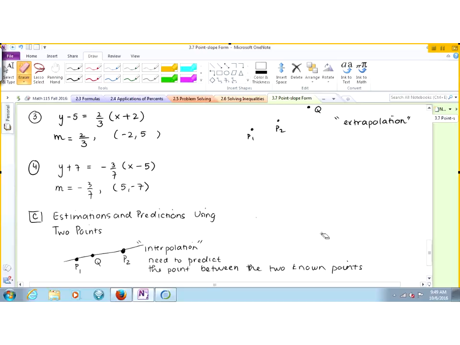Now, what about extrapolation? This is future value, right? So Q, you want to know future values. These are the known values, and Q here is the future value. This is called extrapolation. You do that in stats all the time, actually. Not that hard.